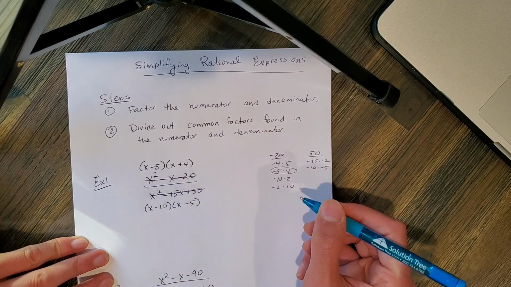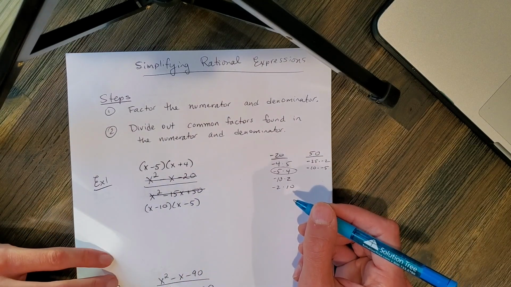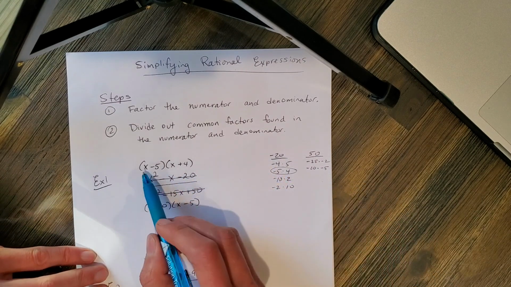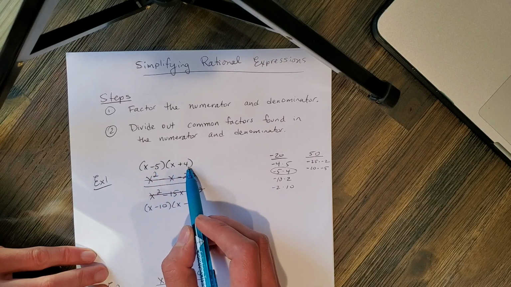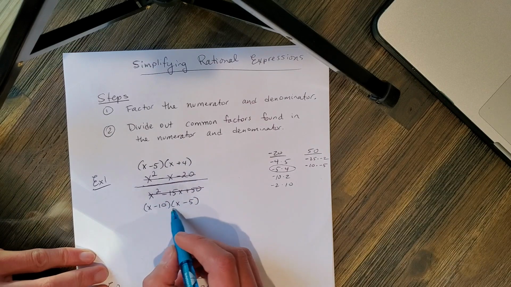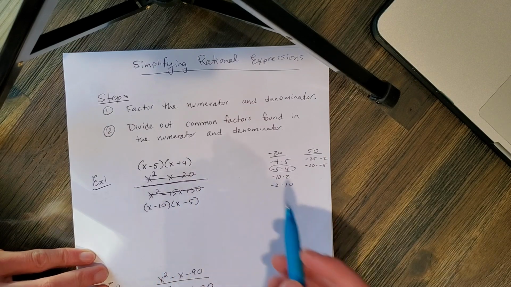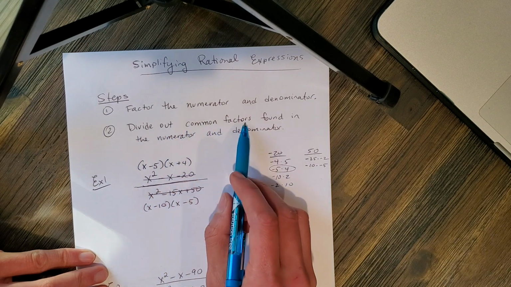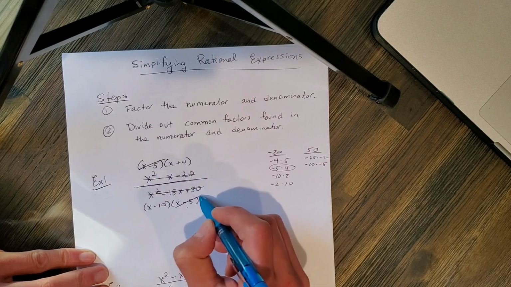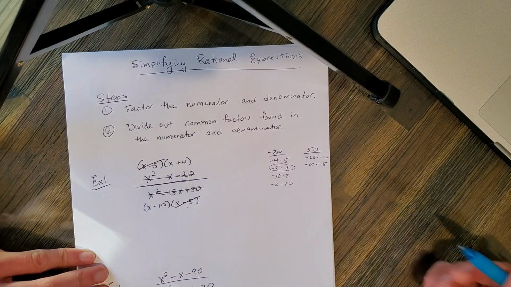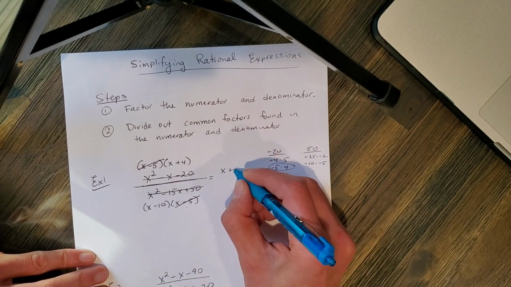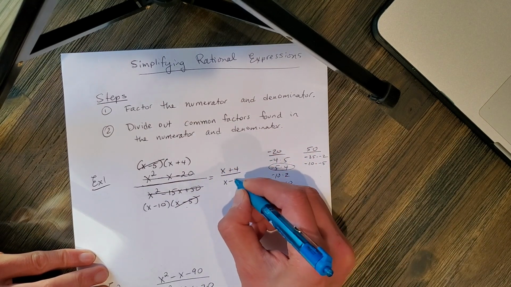So here really is just another review on factoring. But now we're applying it to a fraction here. So notice here we have x minus 5 times x plus 4 in the numerator over, this is still a fraction here, x minus 10 times x minus 5. Now notice, step 2 says divide out common factors. The common factors found here are the x minus 5. So we can go ahead and divide those out, or cancel them out, or cross them out. And whatever we're left with is our answer. So notice here we have x plus 4 over x minus 10.